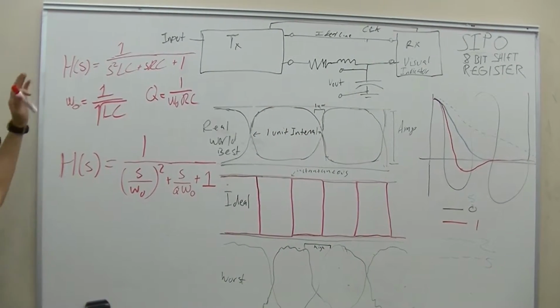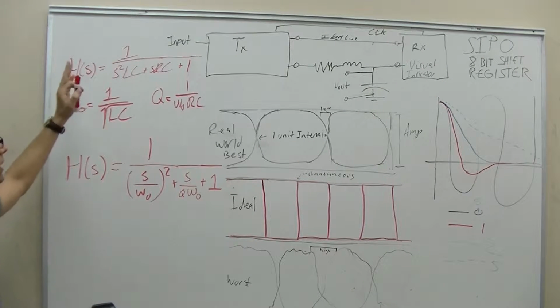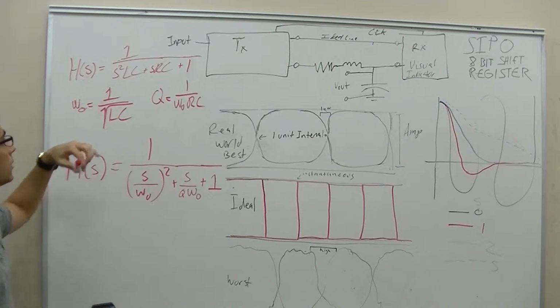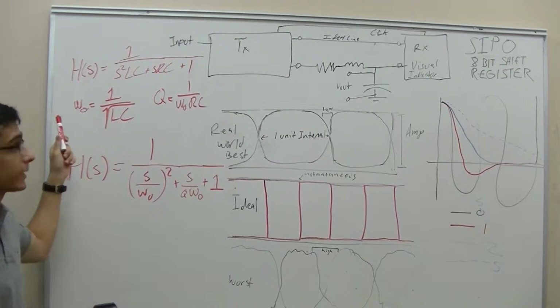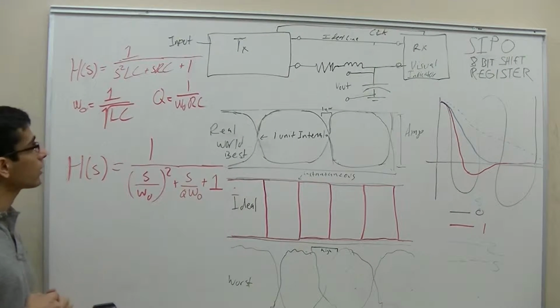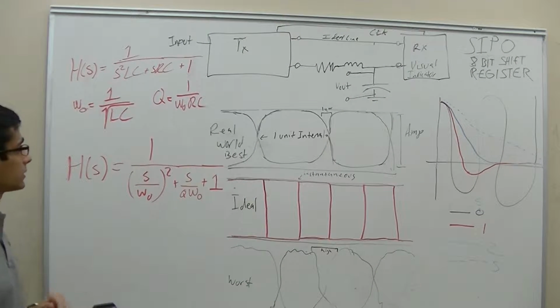To look at the equations, the transfer function of this RLC circuit is generalized by 1 over S squared LC plus SRC plus 1. To solve for the center frequency, also known as the resonant frequency, it's 1 over the square root of LC, and to solve for Q, the quality factor, it's 1 over omega naught RC, where omega naught stands for the center frequency.